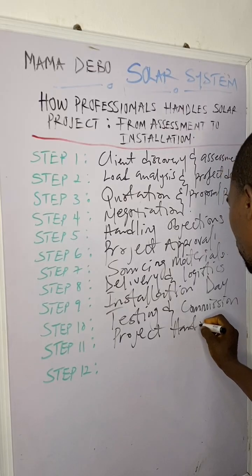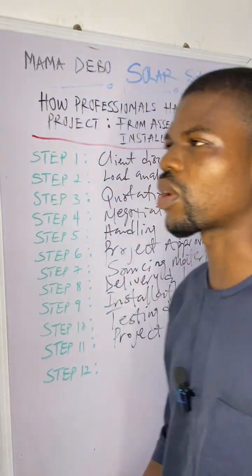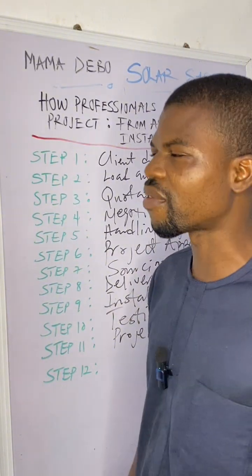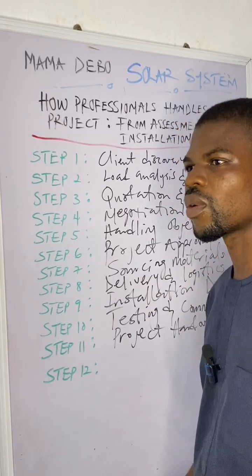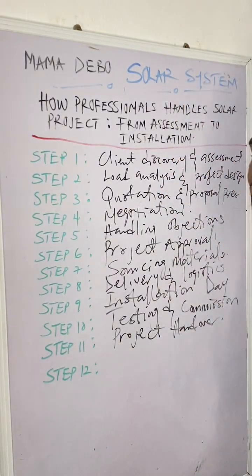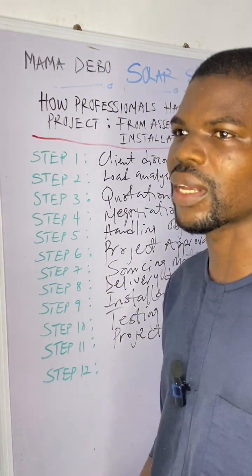Project handover. You have to hand over your project to your client, saying that we have already tested this installation. We have checked everything. Everything is working perfectly. We have checked the breakers. They are all working. We have checked the thunder arrestor. We have put the fire extinguisher. Everything is working properly.